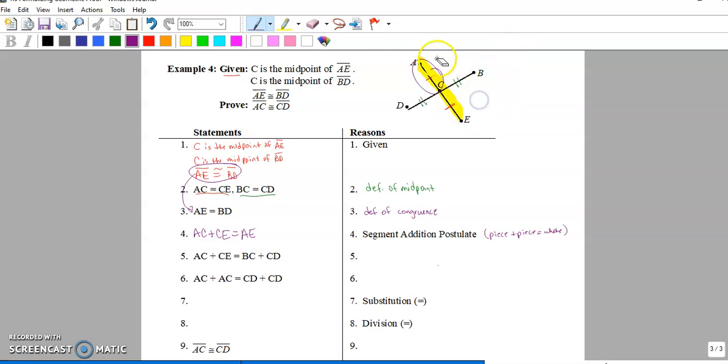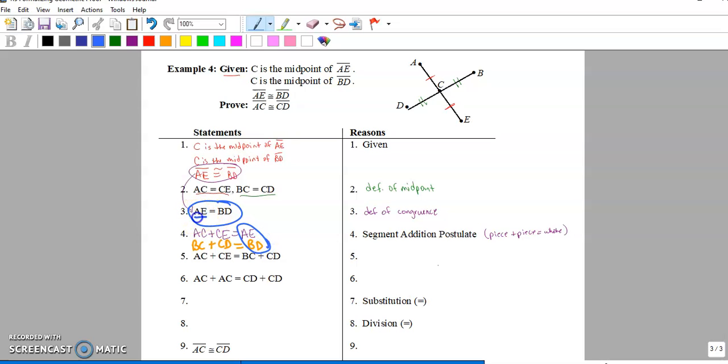Okay, I can do the same thing with the other line segment, with this one. So I can say that BC plus CD equals BD, because that's piece plus piece equals whole thing. Okay? Now, if you're looking at some stuff that we've got here, we should see some matching stuff. Notice this stuff matches that stuff.